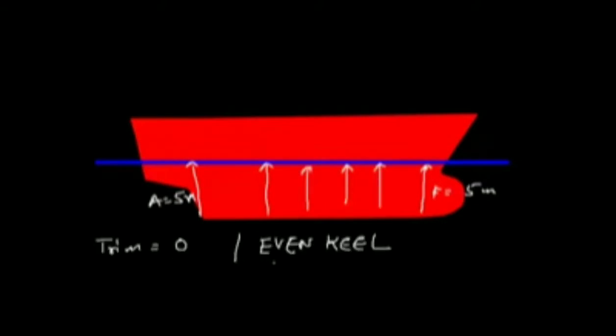Now let's take another scenario where the forward draft and aft draft is same. Say this is the forward draft F, which is 5 meter, and aft is also 5 meter. Well, we'll say that the draft is the same throughout, like this. Here the trim is 0 and we can say that the ship is at even keel.